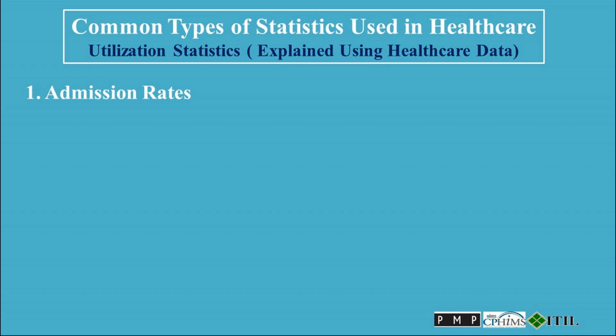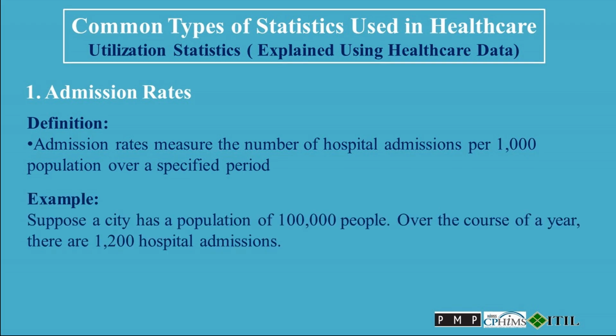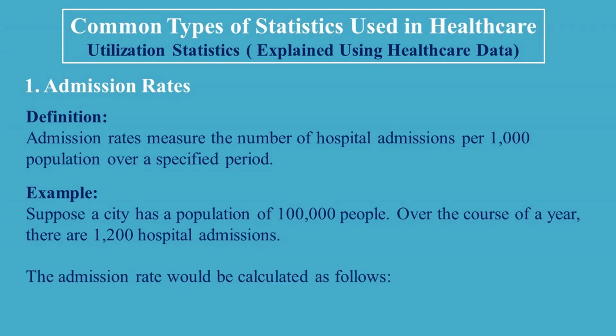1. Admission rates. Definition: Admission rates measure the number of hospital admissions per 1,000 population over a specified period. Example: Suppose a city has a population of 100,000 people. Over the course of a year, there are 1,200 hospital admissions. The admission rate would be calculated as follows.